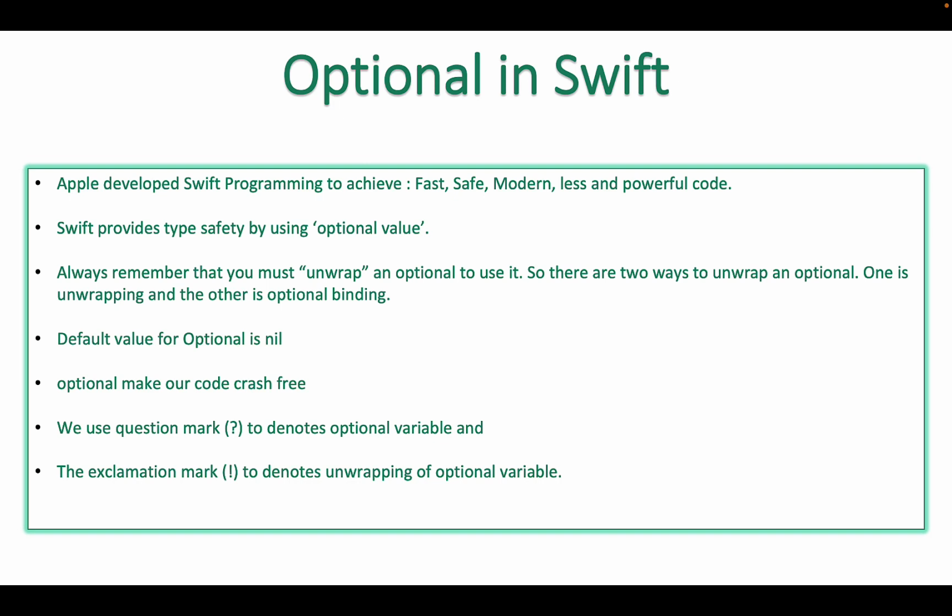Okay, but we need to also remember that we must always unwrap an optional before we use it. So there are two ways to unwrap. One is unwrapping, another is optional binding. Remember, the default value for optional is nil and we use question mark to denote optional variables and constants, while we use exclamation mark to denote unwrapping of optional variable.